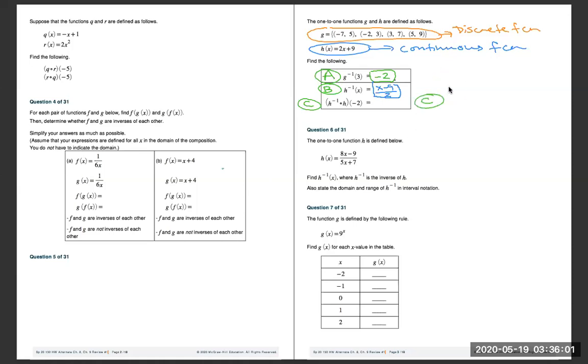Part C asks you to find h inverse composite h of -2. Now you will save yourself a bunch of time if you remember that rule. Recall, if h and h inverse are actually inverse functions, and we know that these ones are because we just found the inverse formally.